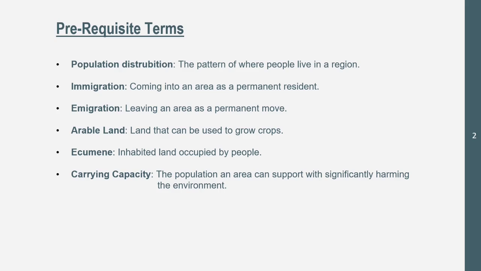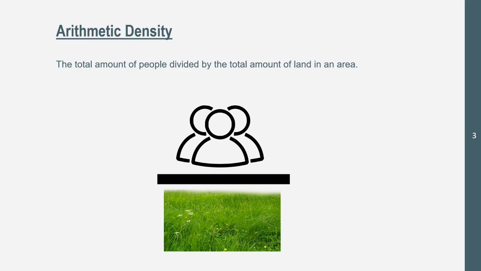Arable land is land that can be used to grow crops. Acumen is inhabited land occupied by people. And carrying capacity is the population an area can support without significantly harming the environment. A carrying capacity is different per region. Let's get started with densities.